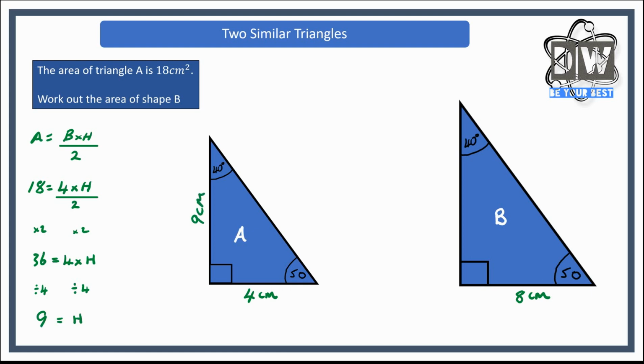Now, how do we get from 4 through till 8? We times it by 2, so it's an enlargement by a scale factor of 2, which means that we're going to do the same thing to this side. So 9 times by 2 to give us 18. Use that formula again, input all the information, and our answer is area equals 72 centimetres squared.